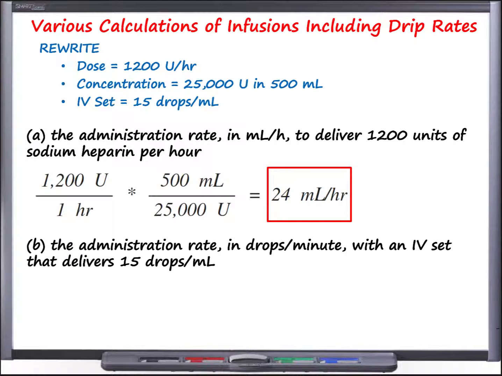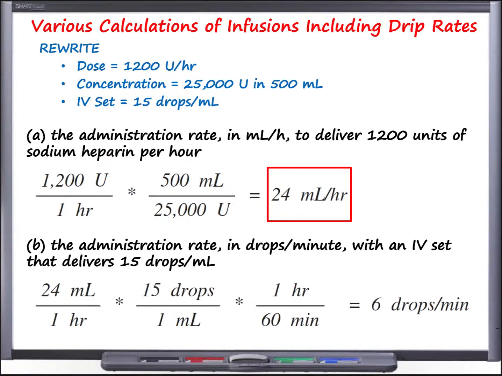The second part to this question asks us to essentially convert that administration rate into drops per minute, since the nurse will be administering it using an IV set that delivers 15 drops per milliliter. Okay, so I show you my formula here. Where we start on this question is with what we just calculated. We know we want to administer 24 milliliters per hour. We just need to convert that for the nurse into the units she or he needs, which are in drops per minute. So you can convert mils to drops or hours to minutes in whatever order you want.